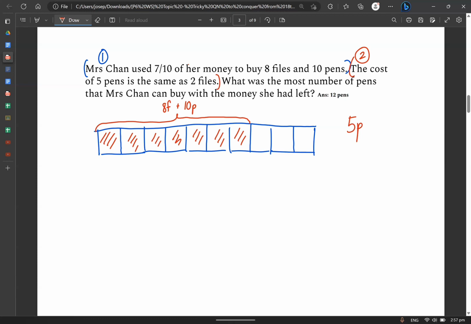Right. Cost of 5 pence means the money that you put to buy 5 pence is the same as. What is the meaning of same as? That means we can put an equal sign. It's the same as 2 files. Okay, so if 5 pence is $10, then 2 files is $10. If 5 pence is $50, 2 files is $50. Do you understand what I'm saying?